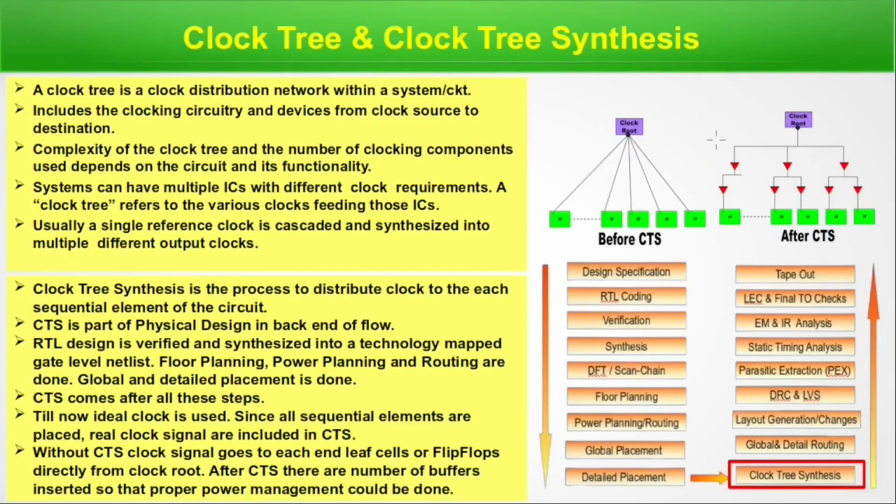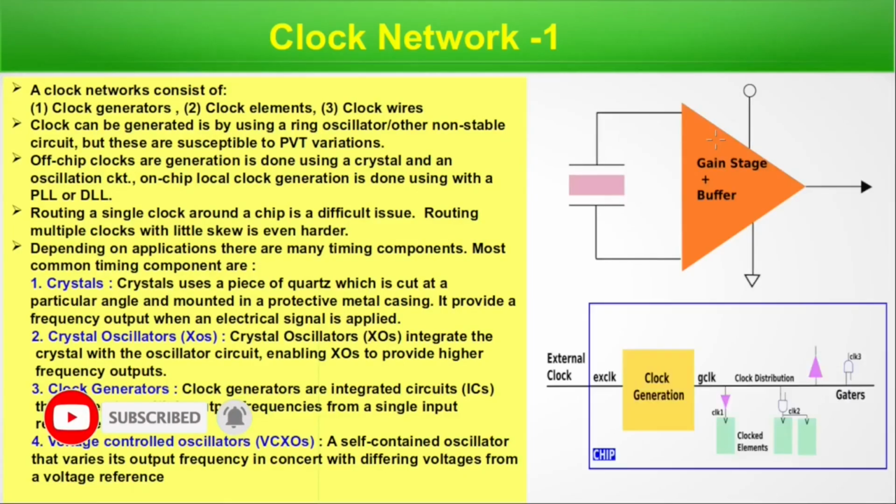So we are done with this slide. We will move to the next slide. Clock network. This is the first slide on clock network. A clock network consists of a clock generator, clock elements, and clock wires. The clock can be generated by using a ring oscillator or other non-stable circuit, but these are susceptible to PVT variations.